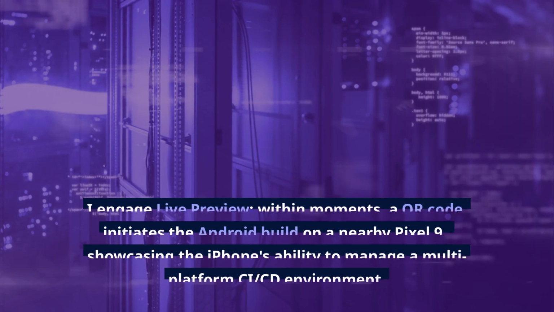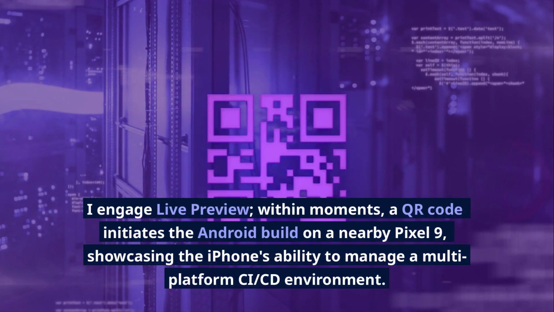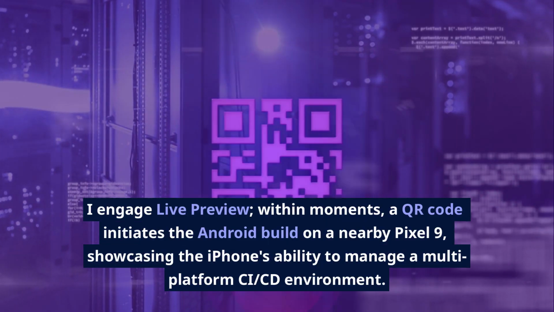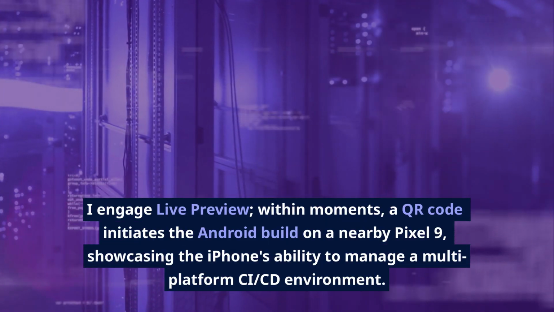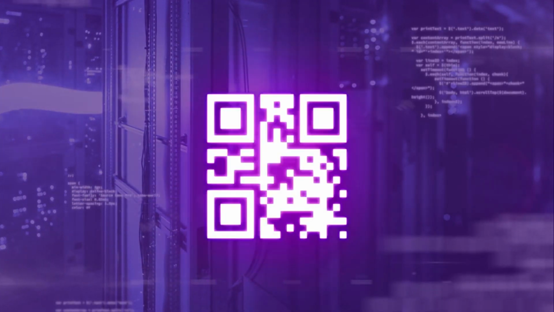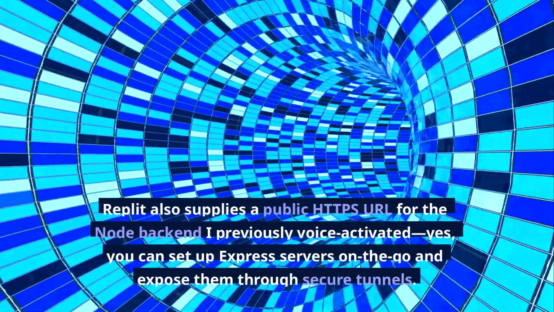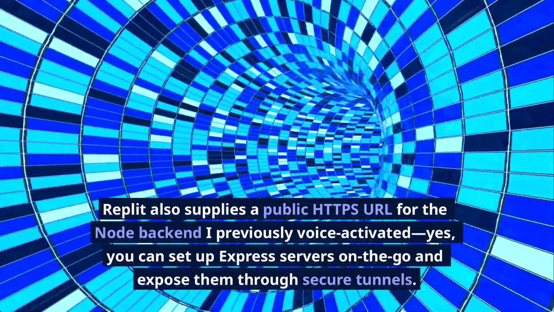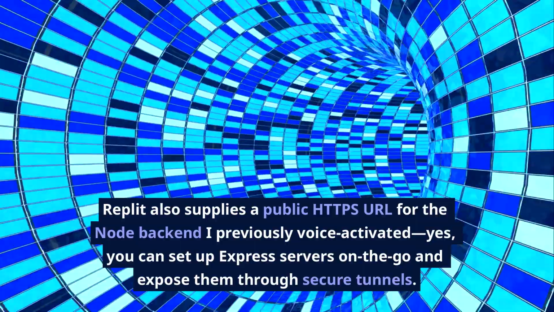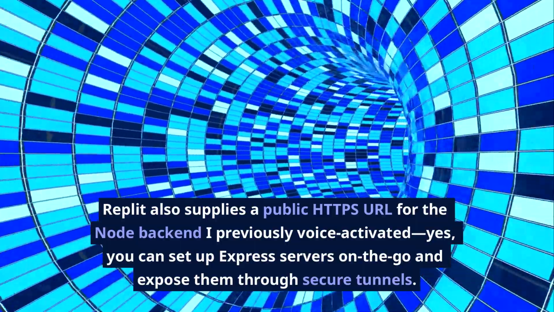I engage live preview. Within moments, a QR code initiates the Android build on a nearby Pixel 9, showcasing the iPhone's ability to manage a multi-platform CI/CD environment. Replit also supplies a public HTTPS URL for the Node backend I previously voice-activated. Yes, you can set up Express servers on the go and expose them through secure tunnels.